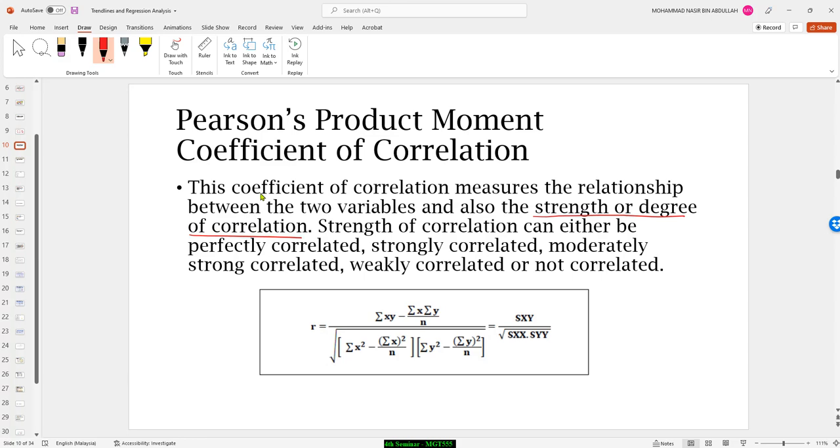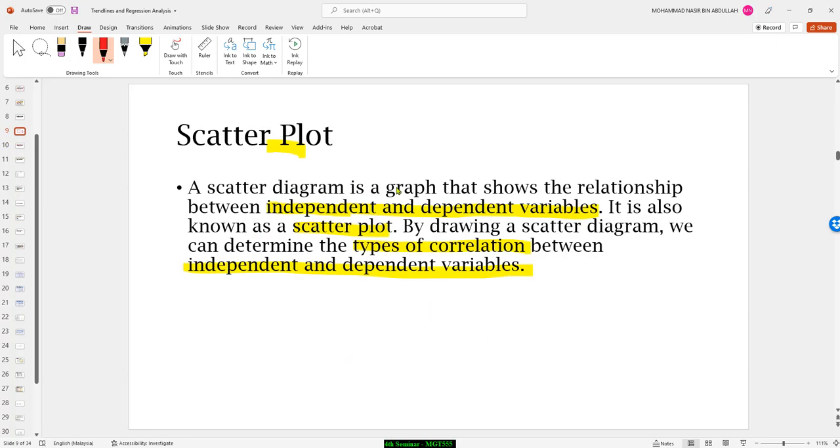Right. So the strength of correlation can be either perfectly correlated, strongly correlated, moderately correlated, or weakly correlated. Ataupun kita boleh ada no correlation at all. So this is the formula to calculate the Pearson product moment coefficient of correlation. But basically, we don't need to know the formula lah, because we're going to use Excel. But you need to know the concept of R. Tadi I dah bagi tahu dekat sini.